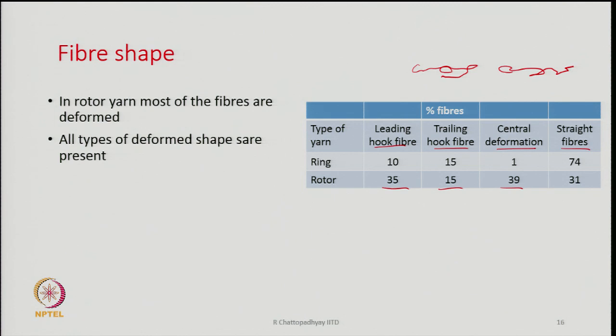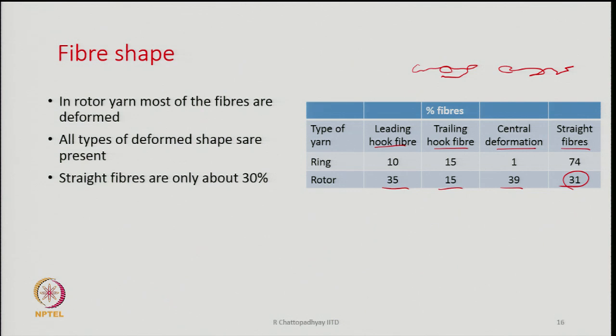If we go by the tracer fiber technique, by which we can really visualize a fiber within the yarn, then you will find it like this. There are varieties of shapes. Though they are twisted, they are not really flat; they are following a helical path at the same time, but they are folded, they are buckled, their ends may be hooked. This is what is going to happen. All types of deformed shapes are present. Straight fibers are only about 30% in rotor yarn. The rest of the fibers are not straight.